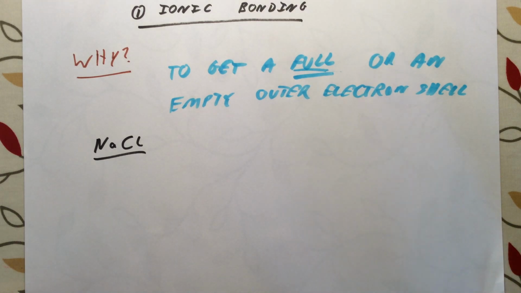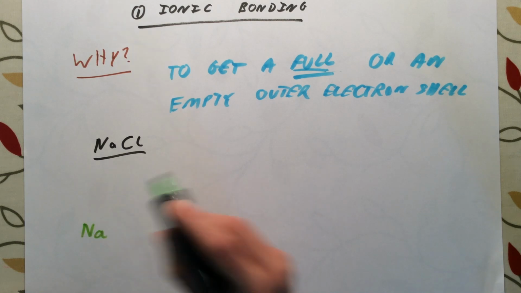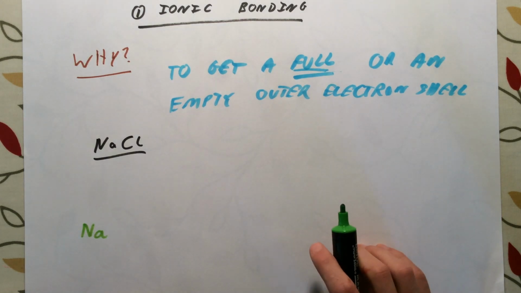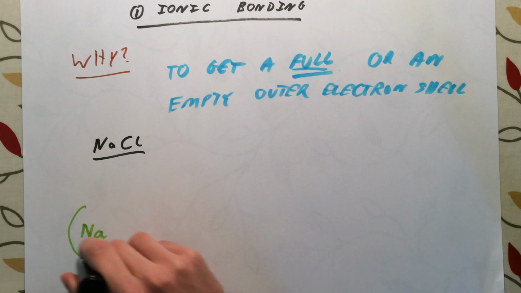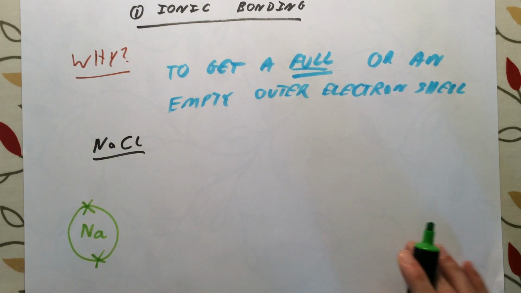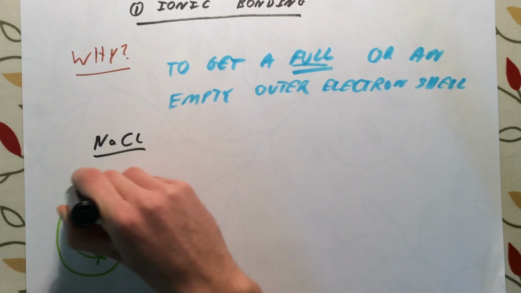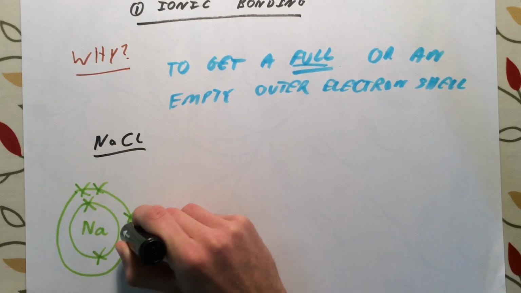And how do we show these? Well, I'm not interested in what's inside the nucleus, so I'm just going to put an Na to tell us that it's an atom of sodium. Our first 2 electrons in sodium are going to be in our first shell here. Okay, our first shell can fit 2 electrons in. Our second shell can fit 8 electrons in.